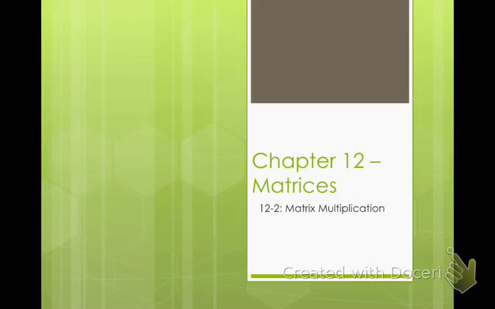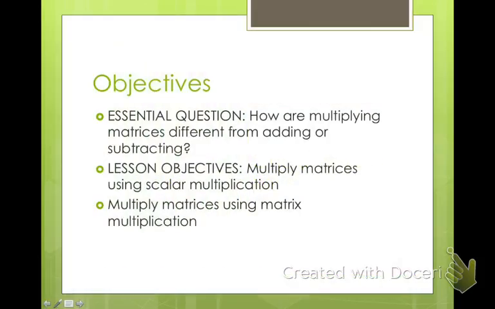We already did addition and subtraction, so today we're going to do multiplication. And multiplication, we have two different kinds. We have scalar multiplication, which is just like multiplying by a number, so it's more like distributing a number through to a matrix. But we also have matrix multiplication, where you're going to multiply a matrix by a matrix. So here's our essential question: how is multiplying matrices different from adding and subtracting? And then our objectives are to model matrices using scalar multiplication and then using matrix multiplication.